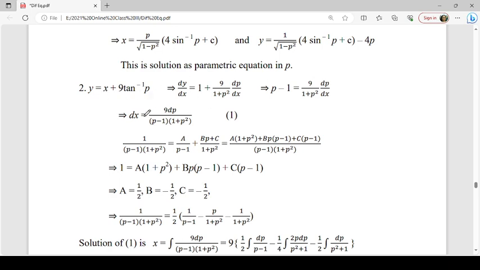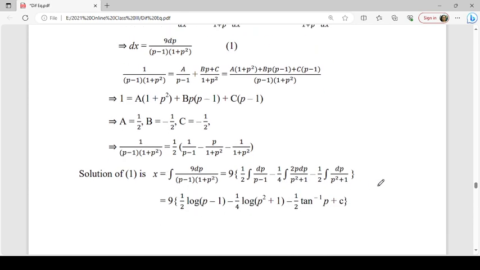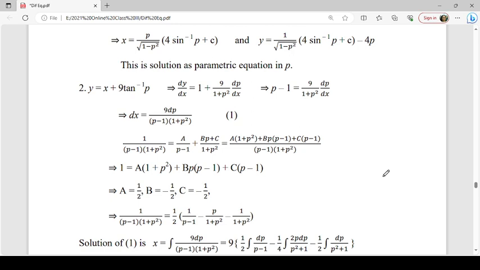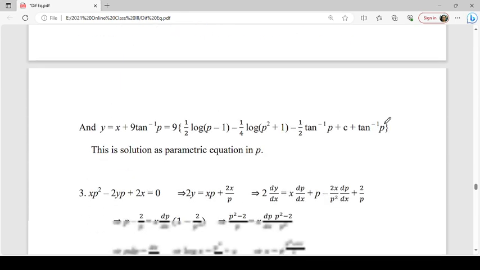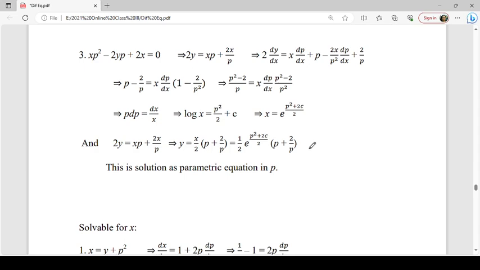Same thing, dx dy dx, this is p, this is dx, it is a function of p, so we integrate it. We are having the solution where x is in terms of p. Then put the value of x here. So this is a function of p, this is a function of p, so y is a function of p. So it is a parametric equation in p. x is a function of p, y is a function of p, so this is a parametric equation in p. So this is the procedure of finding this.